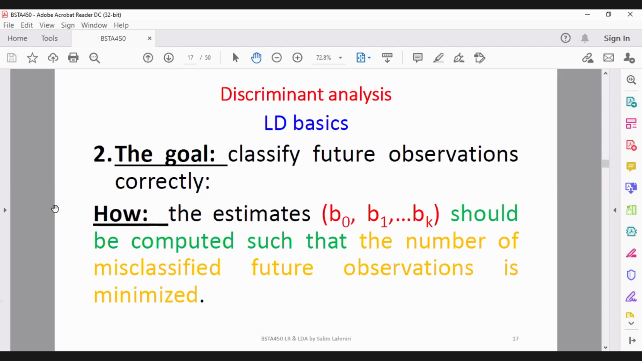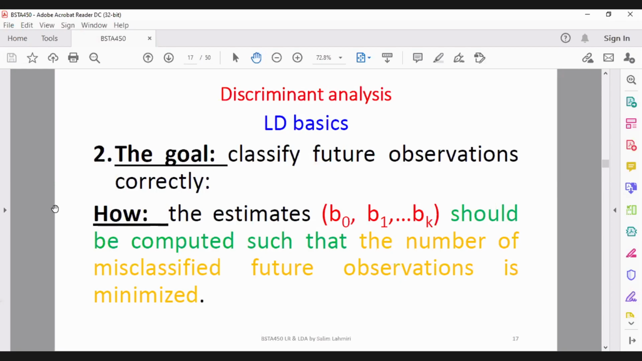So the goal is to classify future observations correctly. This is the goal behind linear discriminant analysis. Now, how to estimate the betas: beta 0, beta 1, beta k? They should be computed such that the number of misclassified future observations is minimized.